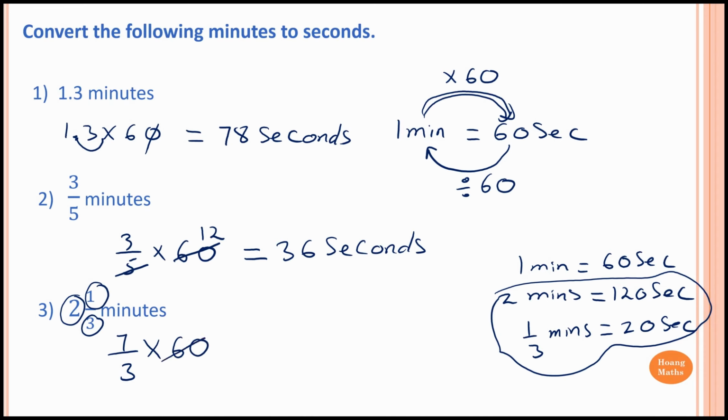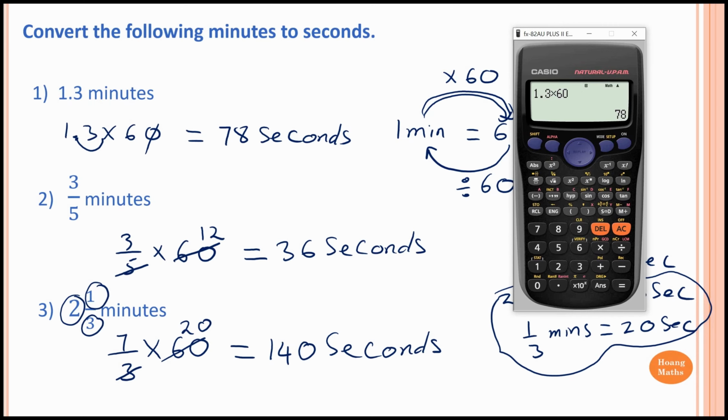So it goes 60 divided by 3 is 20. And then 20 times 7. So 2 times 7 is 14. And we just add a 0. So the answer is 140 seconds. Of course, you can use a calculator.